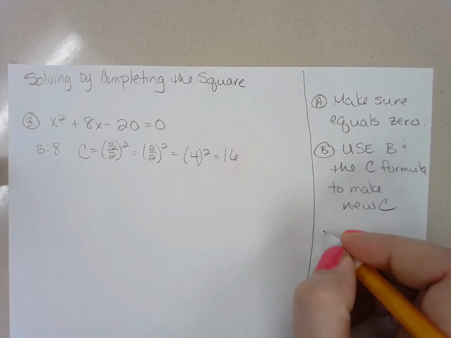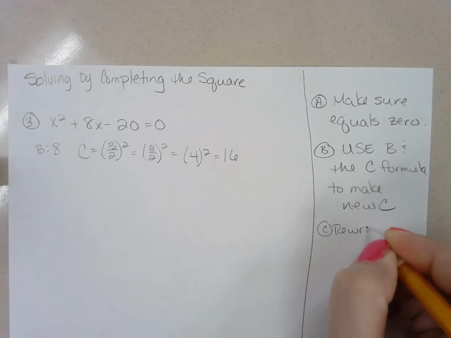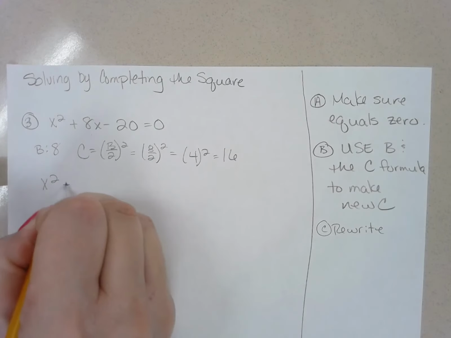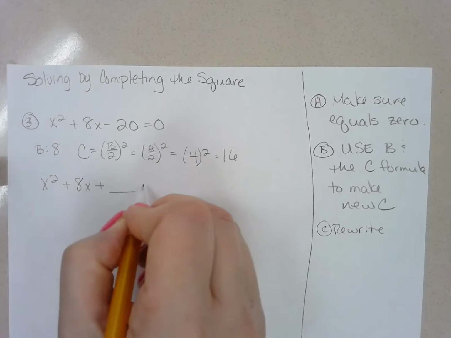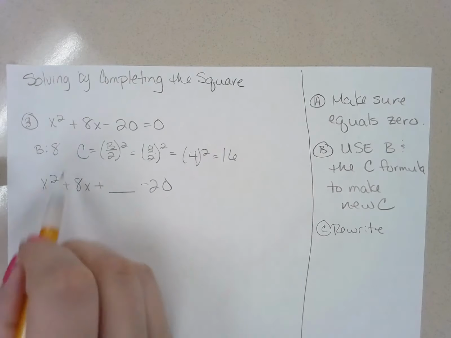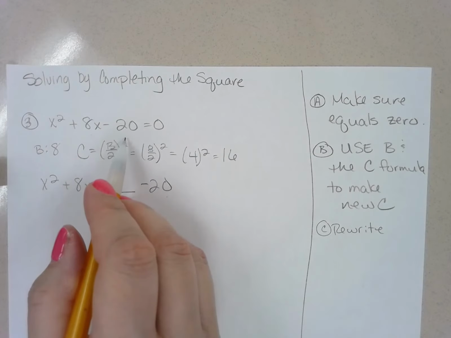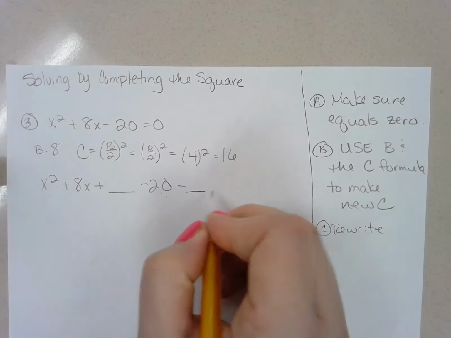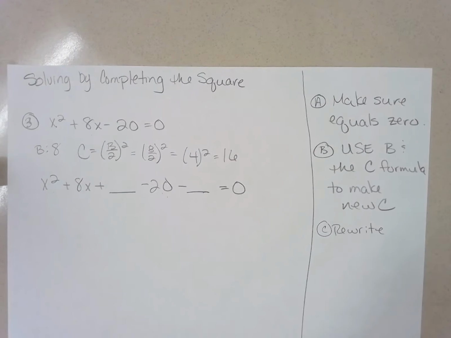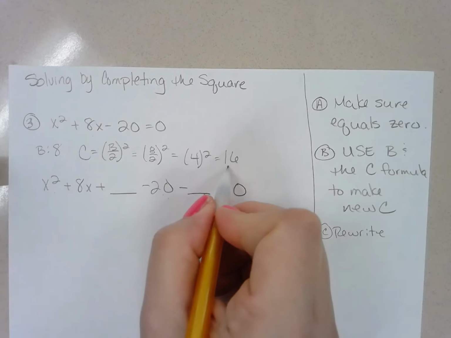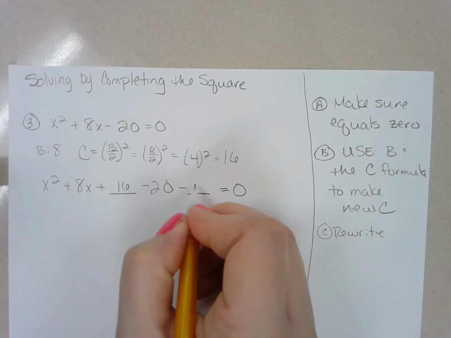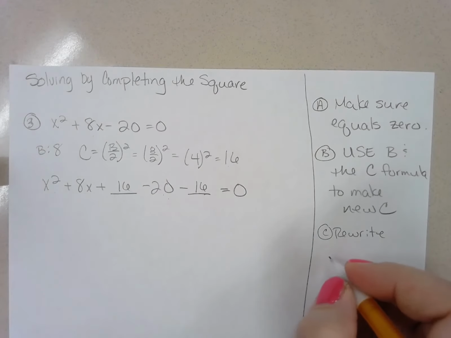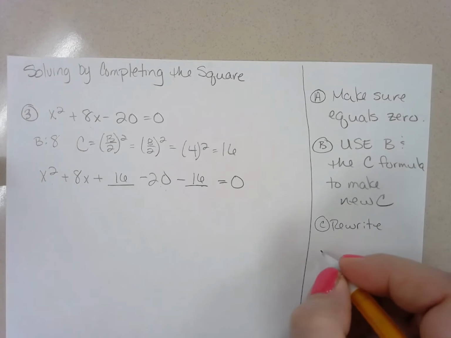Now we're going to do the rewrite. We take this standard form and say x squared plus 8x plus a blank, minus the 20. All three parts of the original equation need to show up in your rewrite. So plus a blank, minus a blank, and it all still equals 0. In the blank, we put that new square c that we just made. And then we're ready to start actually getting it solved.